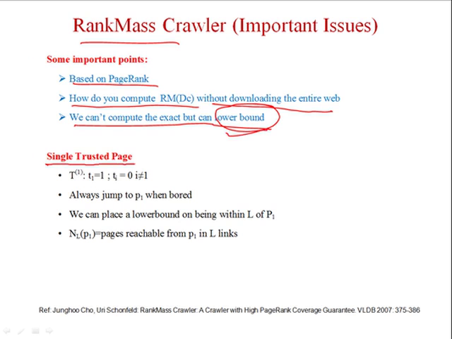So first what we do, we just identify a single trusted page. T1 is equal to 1, Ti is equal to 0 for i not equal to 1. Always jump to page P1 when bored. We can place a lower bound on being within L links of P1. This represents the lower bound for page P1. N_L(P1): the pages reachable from P1 in L links.